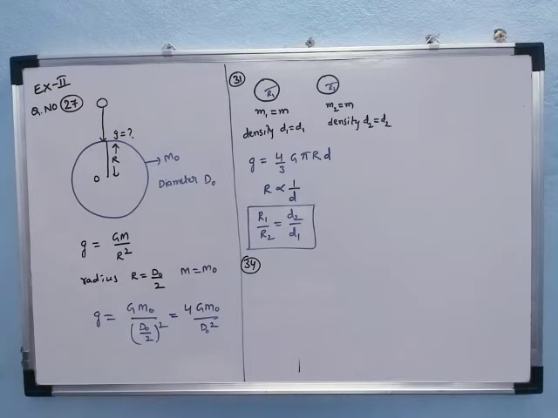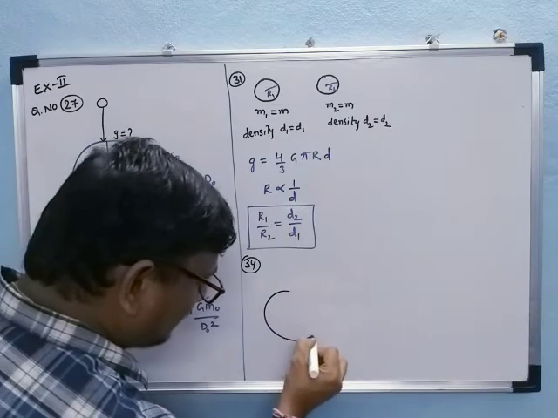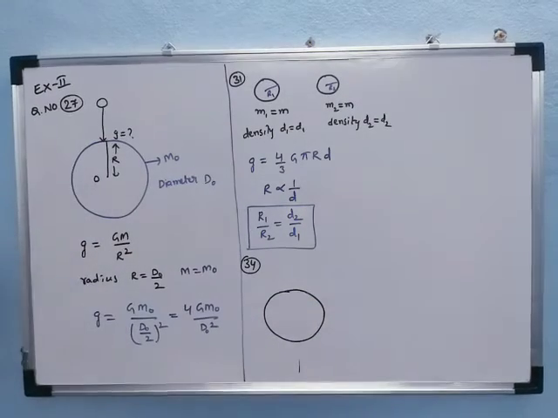The value of acceleration due to gravity on the surface of Earth is x. At a height h from the surface of Earth, its value is y. If R is the radius of Earth, then what is the value of h?